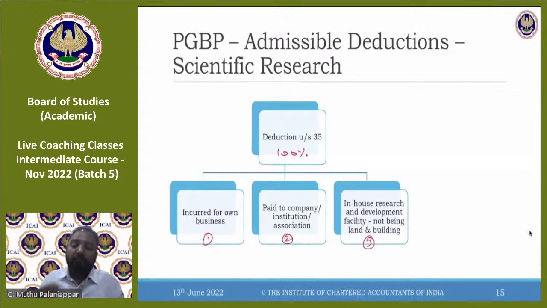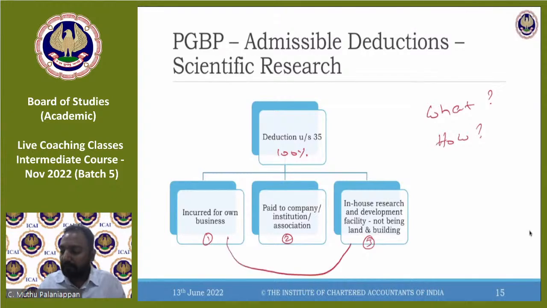For these three things, we are going to understand what expenses are eligible and how much can be claimed as deduction. So I said 100%. So we are going to understand what is eligible for deduction, and how much is eligible. So we learn one by one. First, we learn 1 and 3. So we learn these two first, 1 and 3.